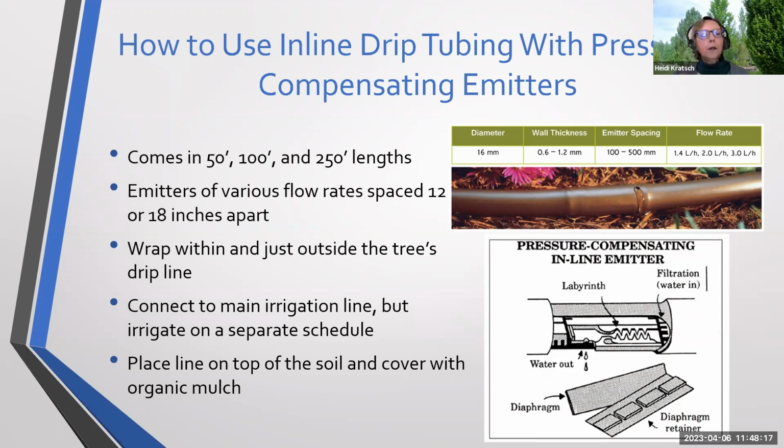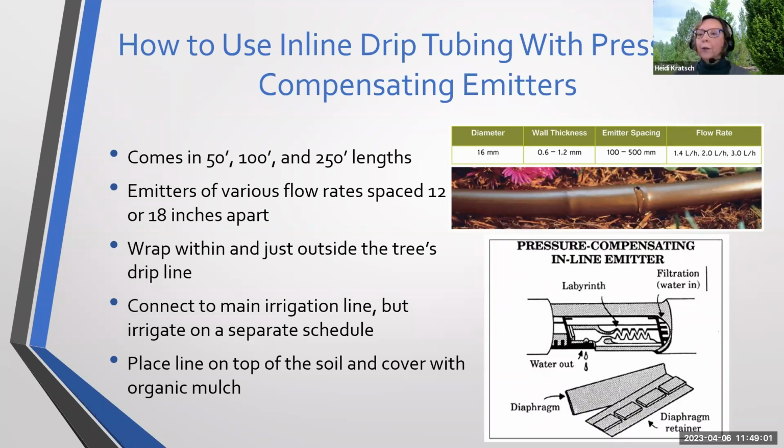And then you just wrap that irrigation line just within and outside the tree's drip line, connect it to a lateral irrigation line or a main line, and separate those trees separately. So they're on a separate irrigation schedule on your irrigation clock from other landscape plants, especially from the turf grass, because trees need to be watered differently than turf grass is. And you place your irrigation line on top of the soil, not beneath it. A lot of people think it's only used for subsurface irrigation, but it can be used on top of the soil as well, and it works really well for trees. Just want to cover that with organic mulch to prevent too much evaporation of water.